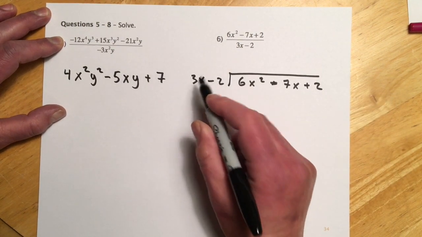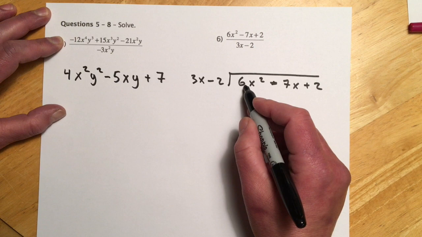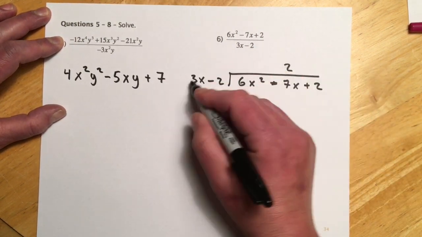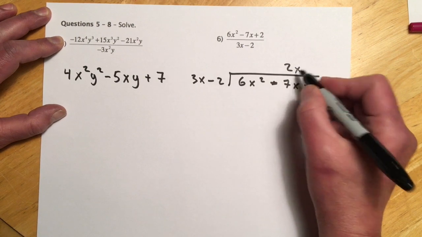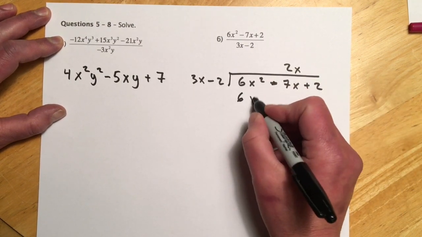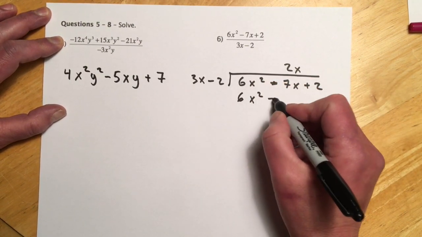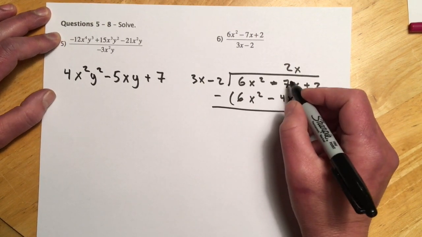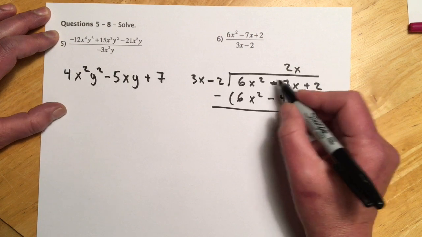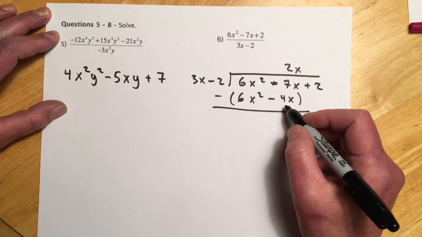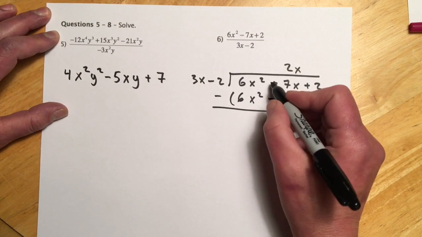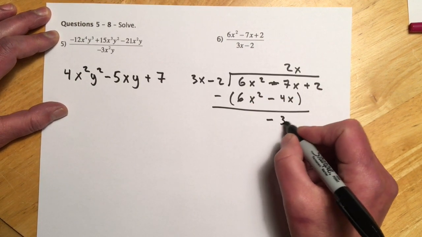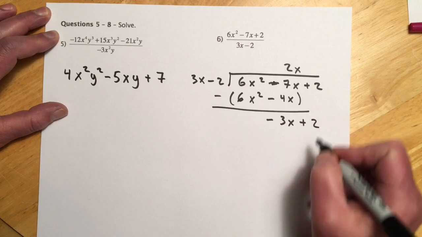So we're doing, what do we multiply 3x by to make 6x squared? That's going to be a 2x, because 2 times 3 gets us 6, and then we needed one more x. So that'll be 6x squared. 2 times negative 2 will make a negative 4x. And then here we have minus 7 minus negative 4, so that's going to be a minus 3x, and then bring down the 2.